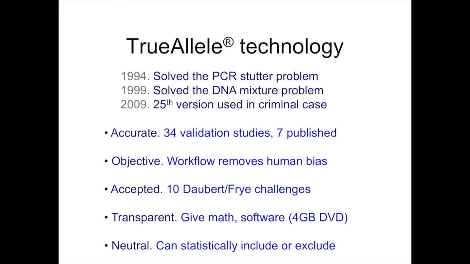Why is that important? Because the usual methods, like combined probability of inclusion for mixtures, like CPI, can only include. So the notion that the computer doesn't care, you're going to get a number. If it's a bigger number, like 1 million or 1 billion, that's support for inclusion. If it's a smaller number, like 1 in a million or 1 in a billion, that's statistical support for an exclusion. And that's reflected in the workflow.